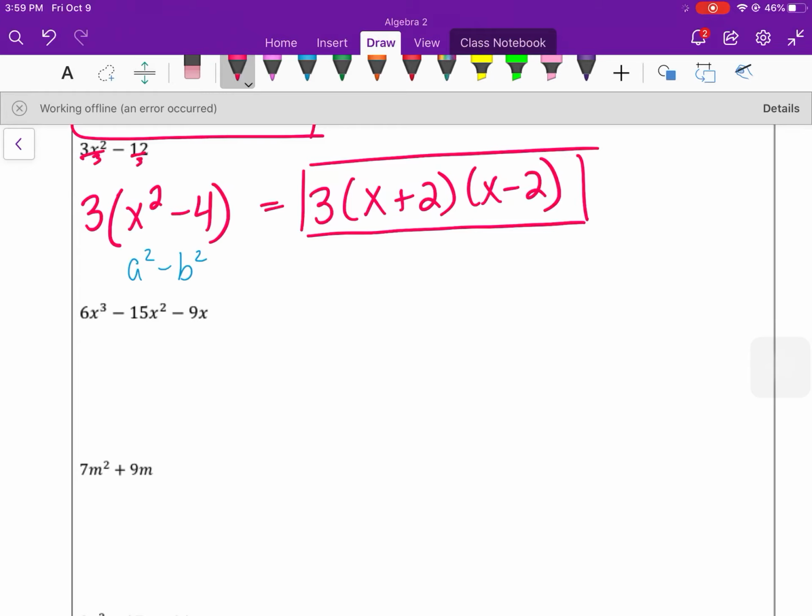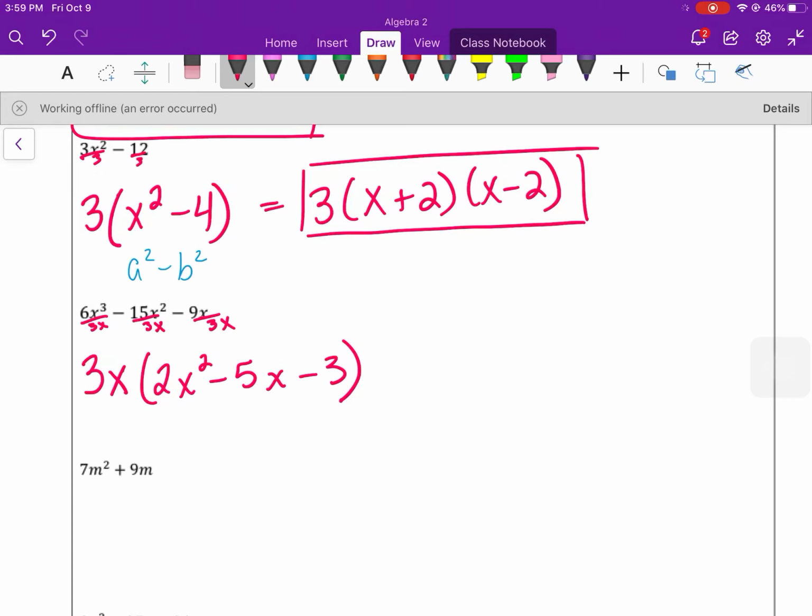6x cubed minus 15x squared minus 9x. So we can take out a 3 and an x, because 6, 15, and 9 are all divisible by 3. X cubed, x squared, and x are all divisible by x. That leaves me with, divide this one by 3x, and I'm left with 2x squared. Divide this one by 3x, and I'm left with negative 5x. And the last one by 3x would leave me with negative 3.